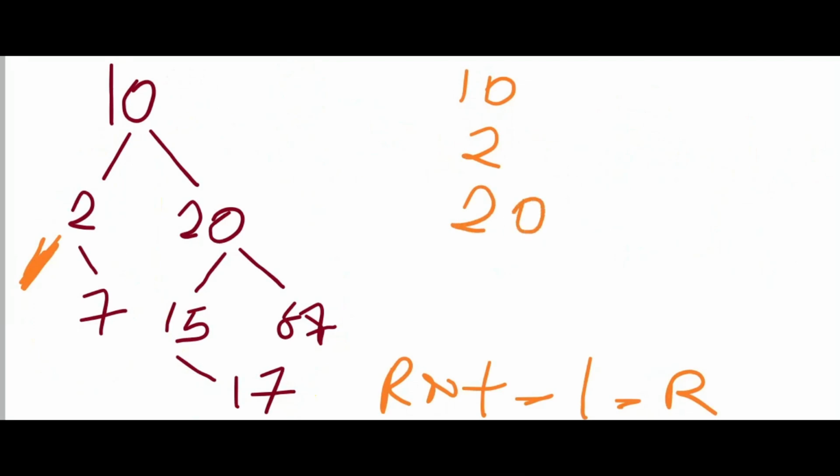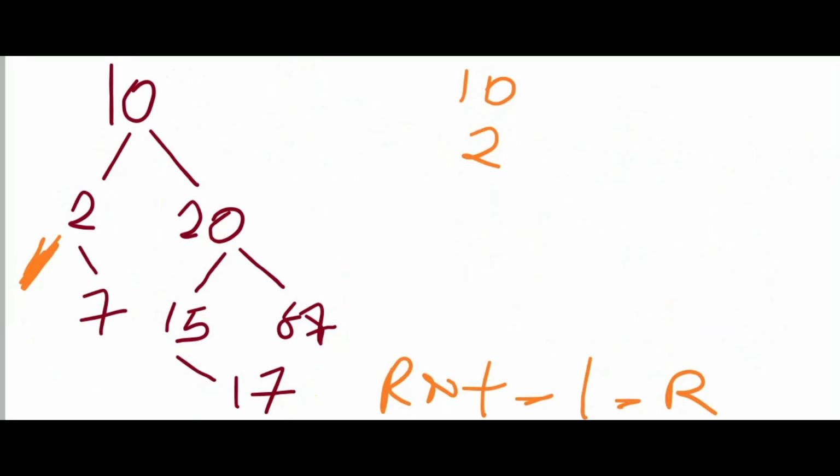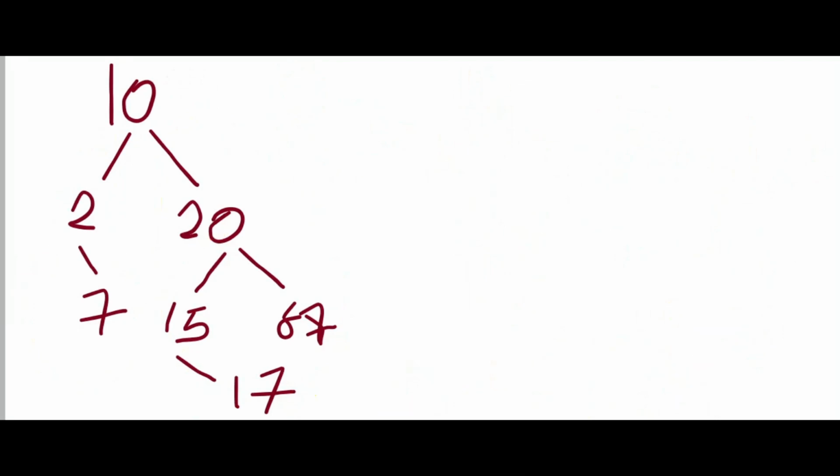Then we traverse that left child. The left child leads to 15. Then we get 17. Then we finally get 87. This is what the preorder traversal looks like. Now we've looked at the code of this preorder traversal, but this is just an illustration in case it wasn't too clear. We kind of just jumped right into the code without looking at how this works.